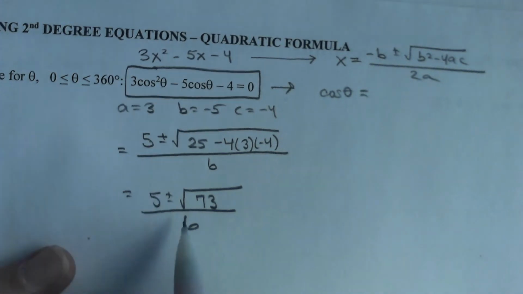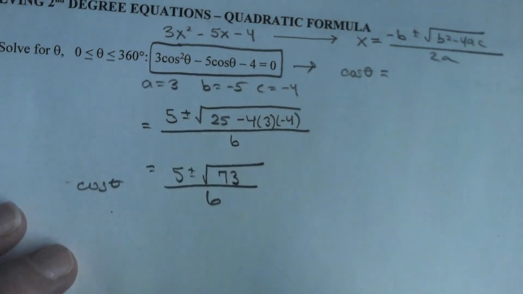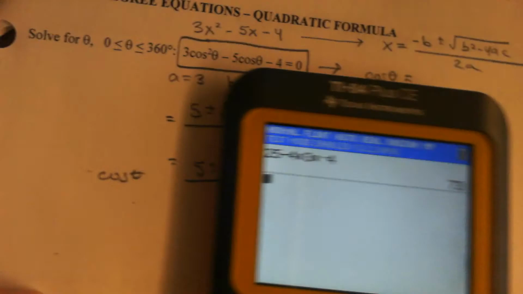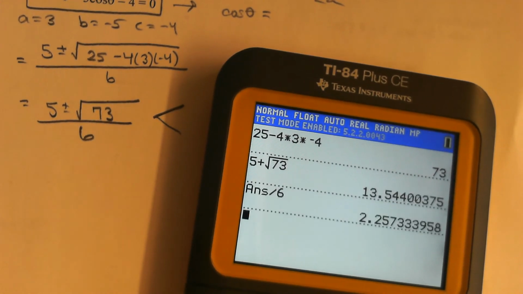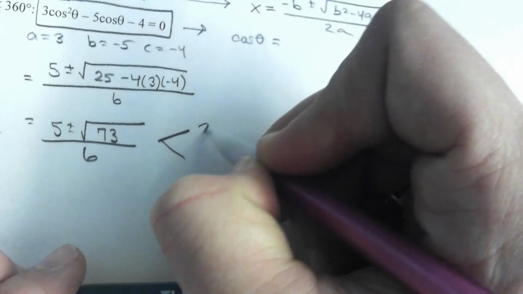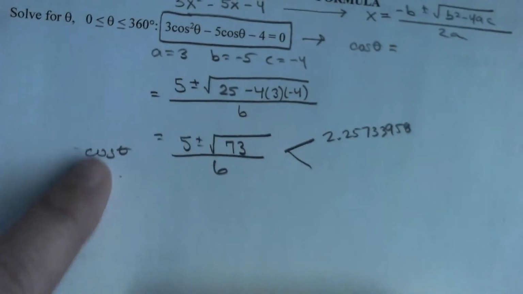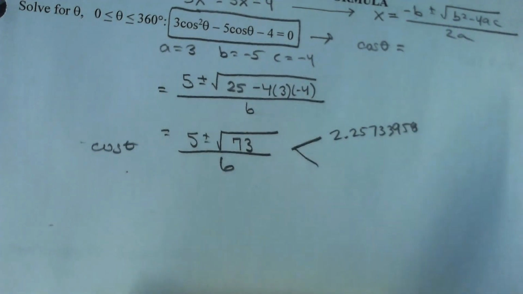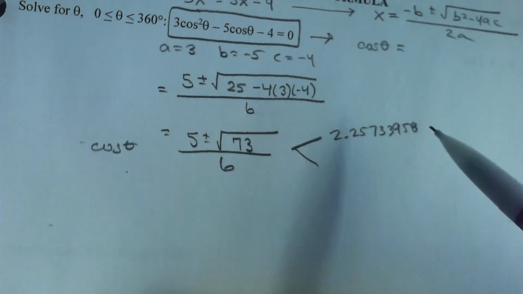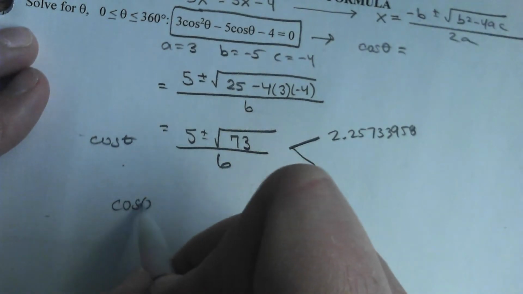Okay, so that's what the cosine of theta equals. So I'm just going to type in the 5 plus root 73 version, 5 plus root 73 all over 6. That gives me that answer, 2.25733958. So if the cosine equals that, is that a number that comes from our typical critical angles? That's not on our table, right? So this is just calculator. Let me write this more clearly: cosine of theta equals that.